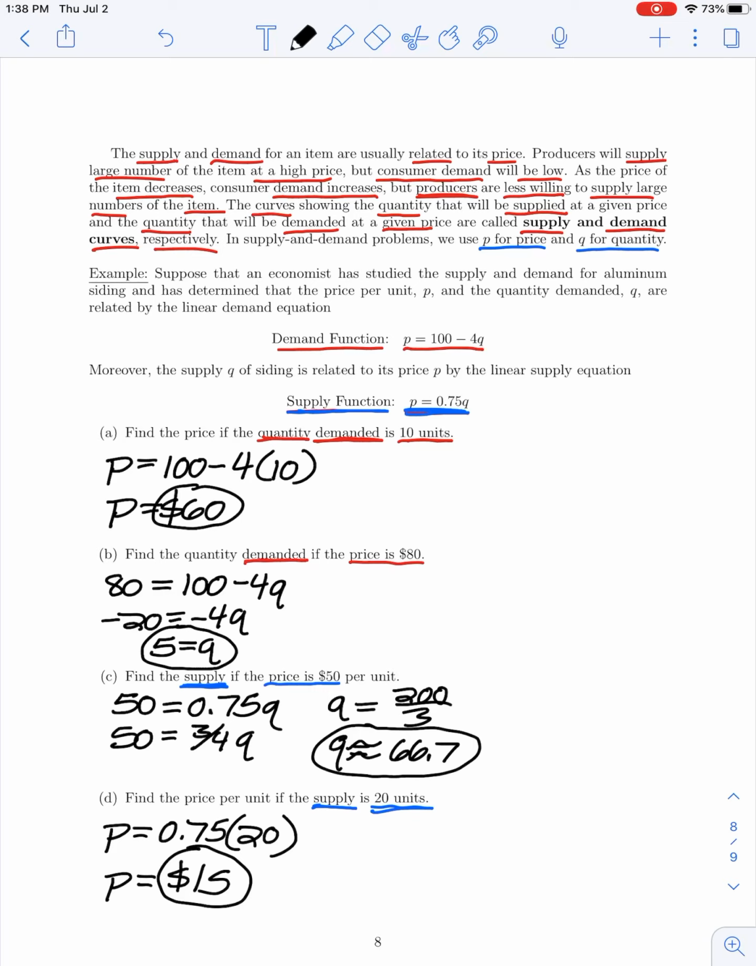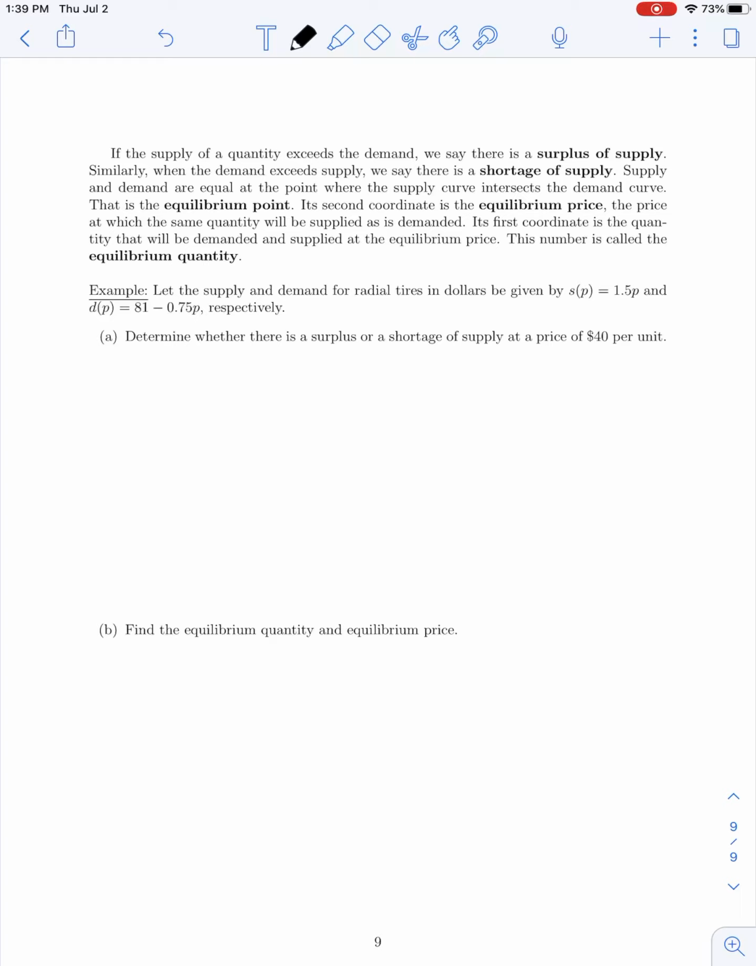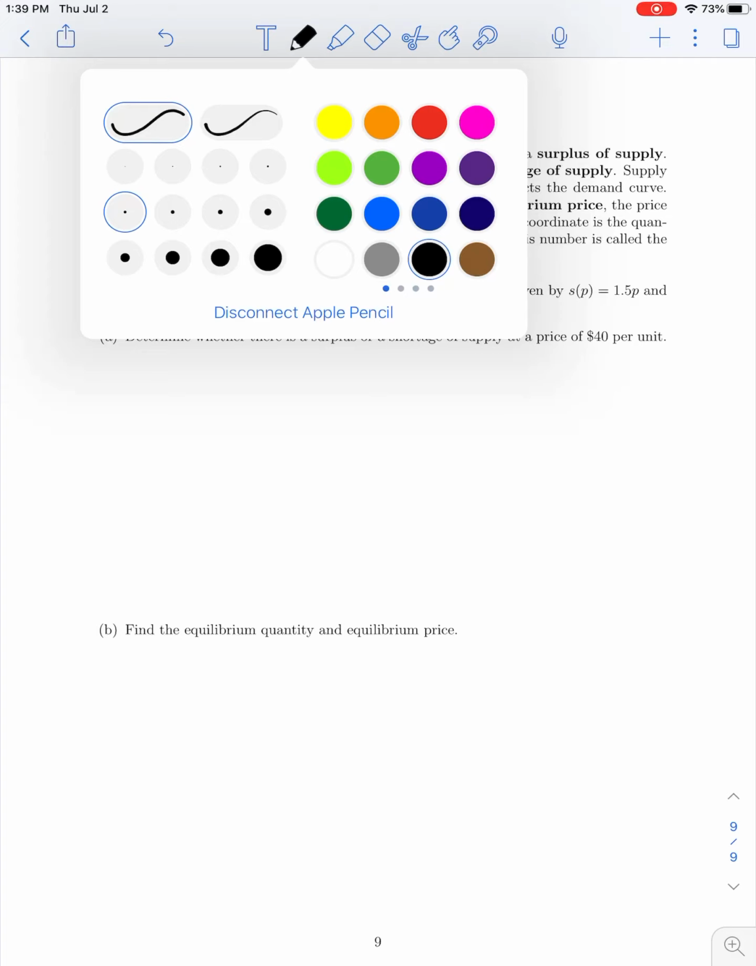So if we have functions relating supply to price, or demand to price, and we have the price of the item per unit being supplied or demanded, and we have the quantity supplied or demanded, we can answer questions about these other values. So in the last part of this section, we'll talk about when we have either a surplus of supply or a shortage of supply, and talk about an equilibrium point for supply and demand.